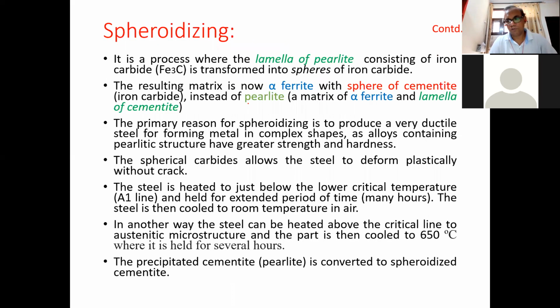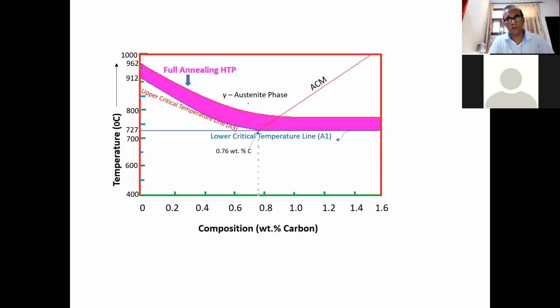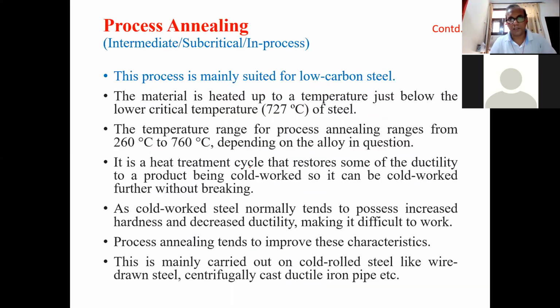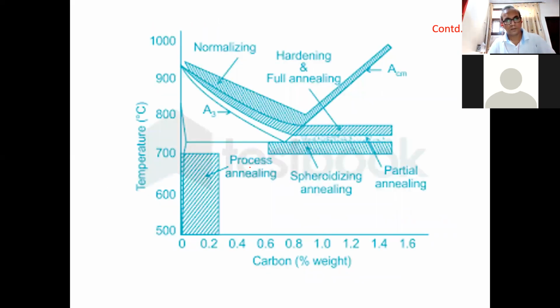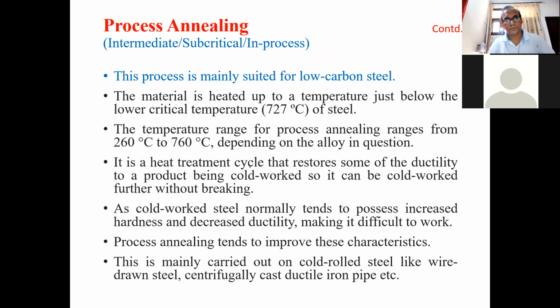See, now what we are doing, we are heating the material below this. इसके नीचे ही करेंगे, ज्यादा नहीं करेंगे. Temperature range for process annealing ranges from 260 to 760. Okay, let's go back. It is a heat treatment cycle that restores some of the ductility to a product being cold worked, so it can be cold worked further without breaking.